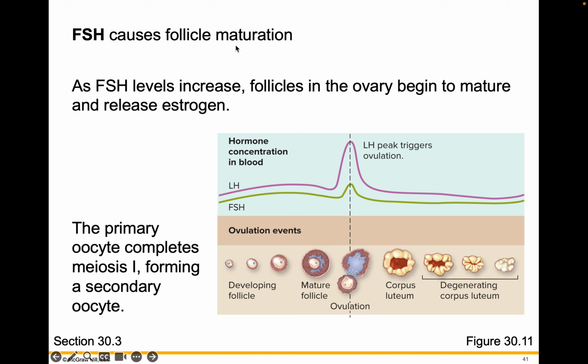FSH causes follicle maturation. As follicle-stimulating hormone levels increase, follicles in the ovary begin to mature and release estrogen. The primary oocyte completes meiosis 1, forming a secondary oocyte. So all this happens with this peak in FSH.